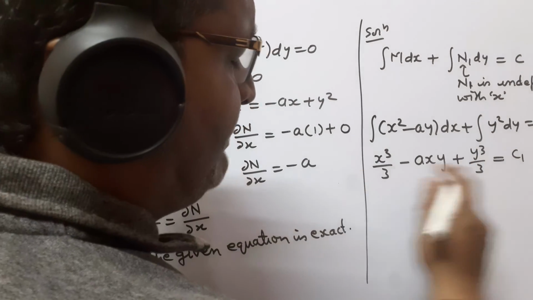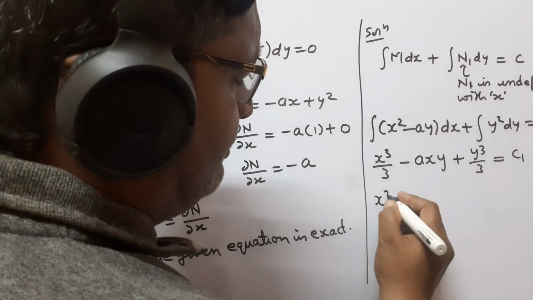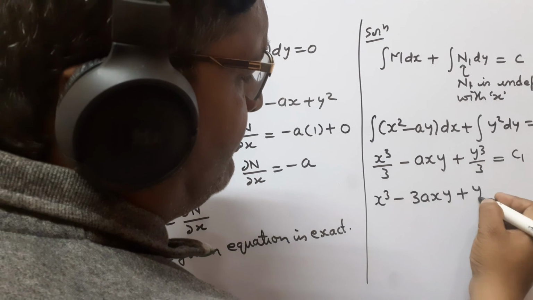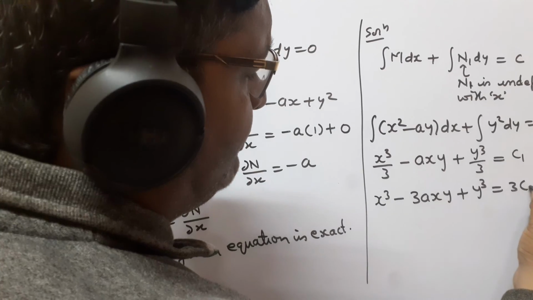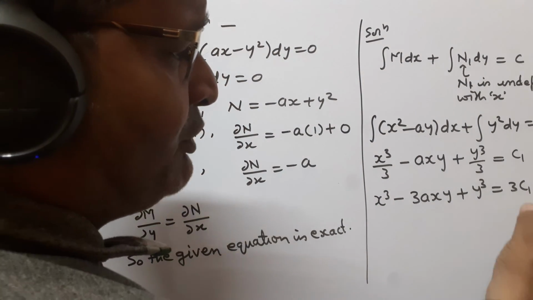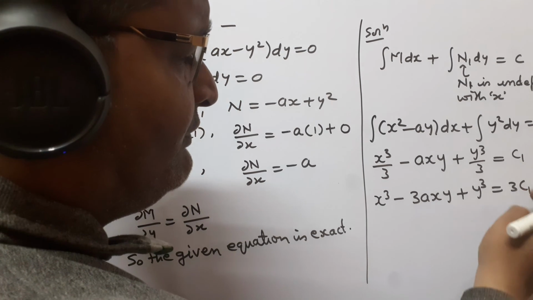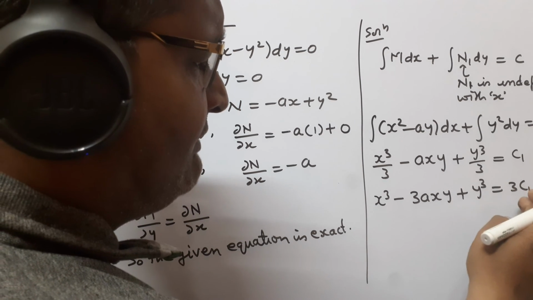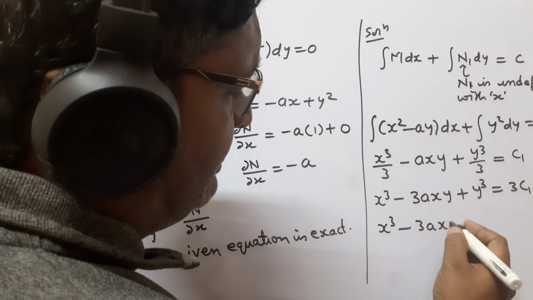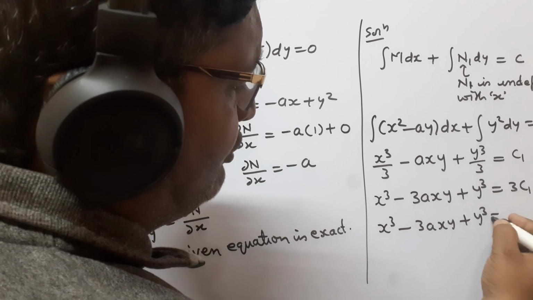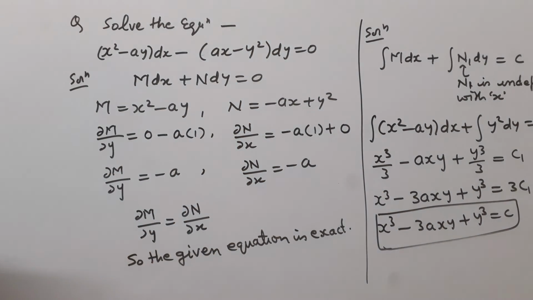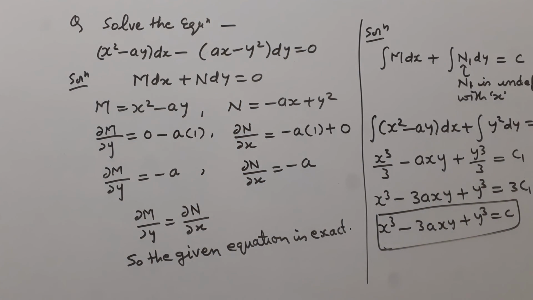So we multiply the whole equation by 3. So we get x cube minus 3axy plus y cube is equal to 3c1. c1 is constant, 3 is constant, so the product is also constant. So in place of 3c1 we put here c. So it can be written as x cube minus 3axy plus y cube is equal to c. So this is the solution of the given differential equation.